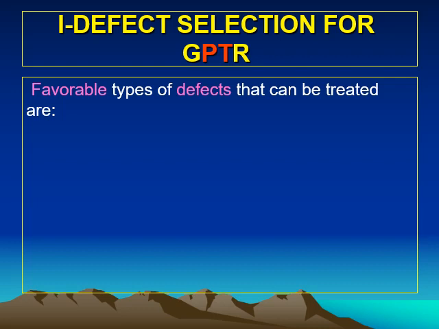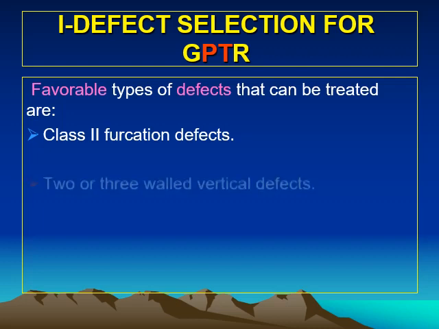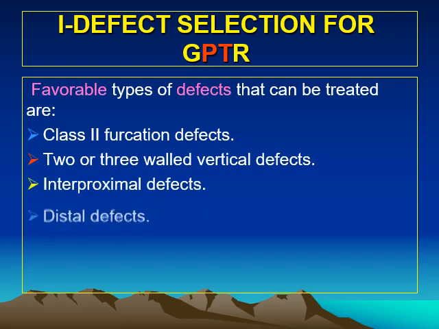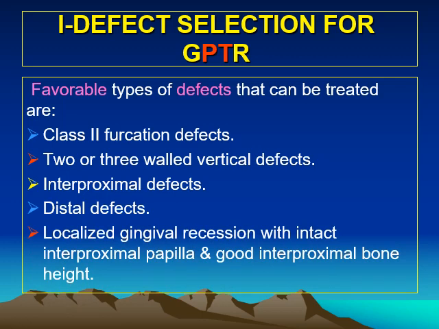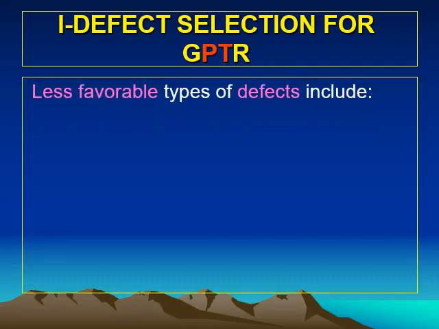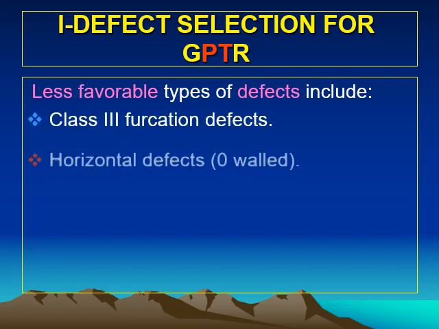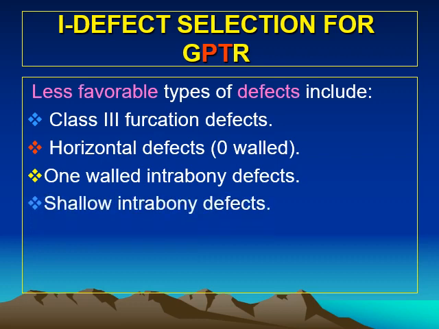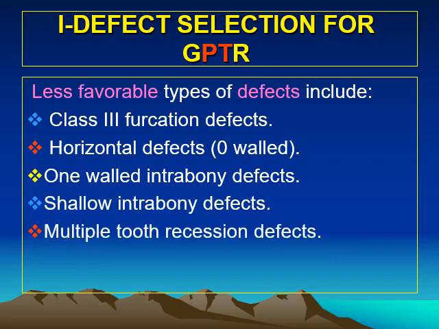The favorable types of defects that can be treated by guided periodontal tissue regeneration are class 2 furcation defects, 2 or 3 walled vertical defects, interproximal defects, distal defects, and localized gingival recession with intact interproximal papilla and good interproximal bone height. While the less favorable types of defects include class 3 furcation defects, horizontal defects, one-walled intrabony defects, shallow intrabony defects, and multiple tooth recession defects.